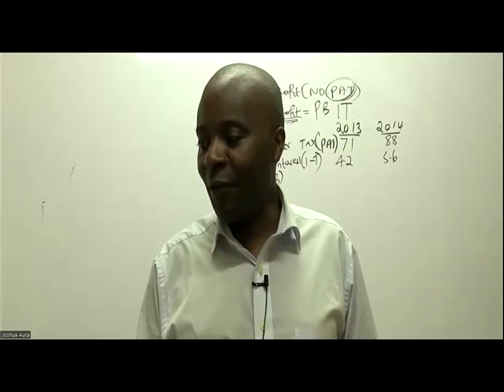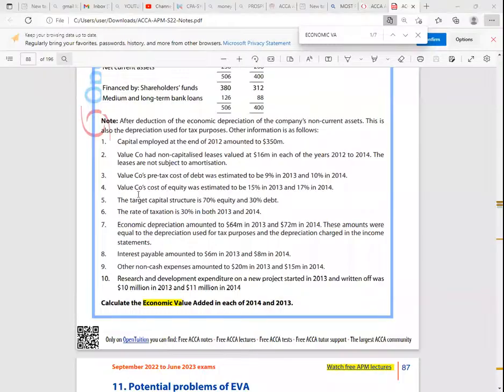Great. Ladies and gentlemen, from there, we got the next one. Number 3, value company's pre-tax cost of debt was estimated at this. This will help me to calculate WACC. The same case with notes number 4 and 5. Number 6, I've seen where I'm using it. Number 7, economic depreciation amounted to 64 in 2013 and 72 in 2014. These amounts were equal to the depreciation used for tax purposes and the depreciation charged in the income statement.